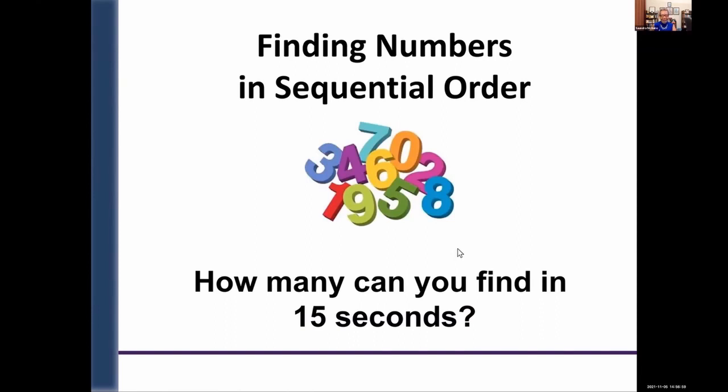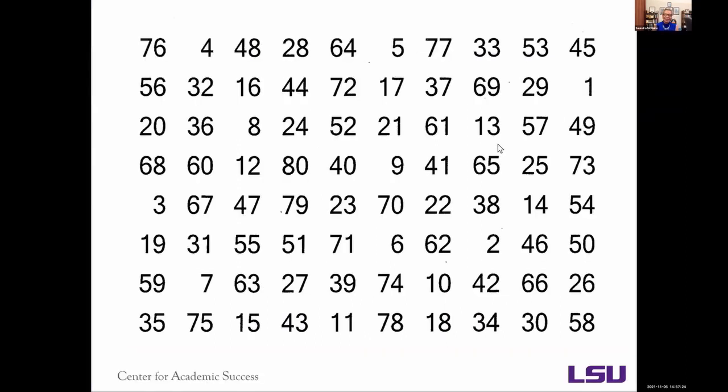Now on the next slide, there are going to be a bunch of numbers all jumbled up. And I'm going to give you 15 seconds to first locate the number one, and then locate the number two. Locate them in sequence. Don't look at any numbers that you haven't found in sequential order. And after 15 seconds are up, I'm going to ask you to put in the chat box how many you found in sequential order. So let's start finding the numbers now.